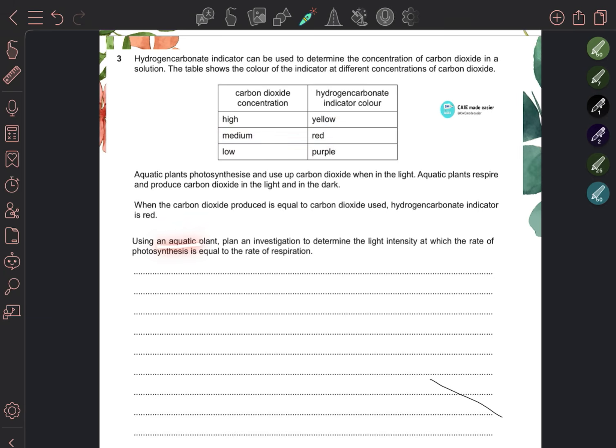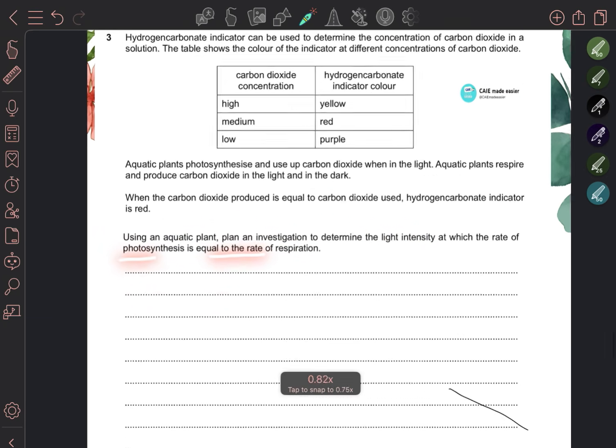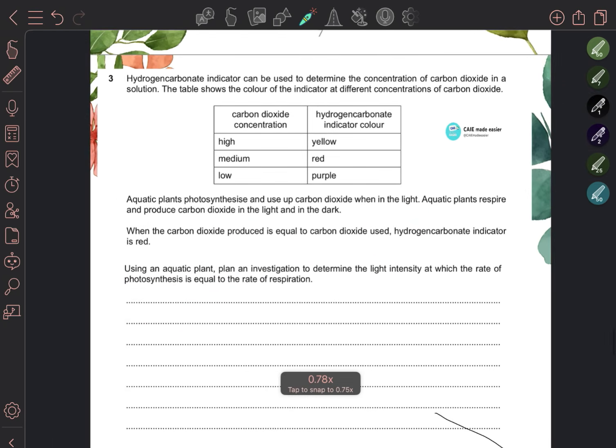So using an aquatic plant, plan an investigation to determine the light intensity at which the rate of photosynthesis is equal to the rate of respiration. Okay, so according to this, you will be changing the light intensities until the color turns red, okay? So what you're changing is the light intensity. This is the independent variable. And what is the dependent variable? That is the color of the hydrogen carbonate indicator.